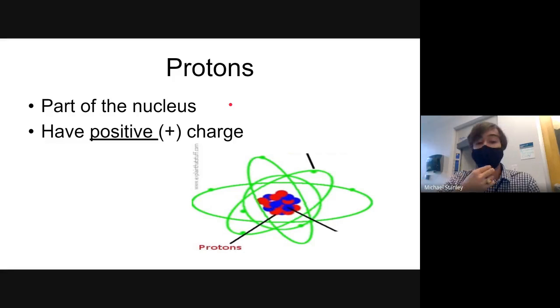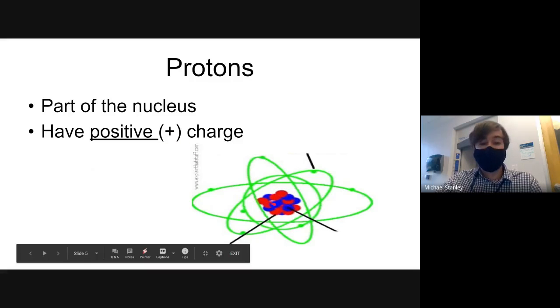So all of the little particles that we're talking about, the electrons, the neutrons, and the protons, all have some sort of electrical charge, and the protons have a positive charge. So one proton means one positive charge in that atom. So protons inside the nucleus in the middle of our atom here, and they are positives, they are pluses.